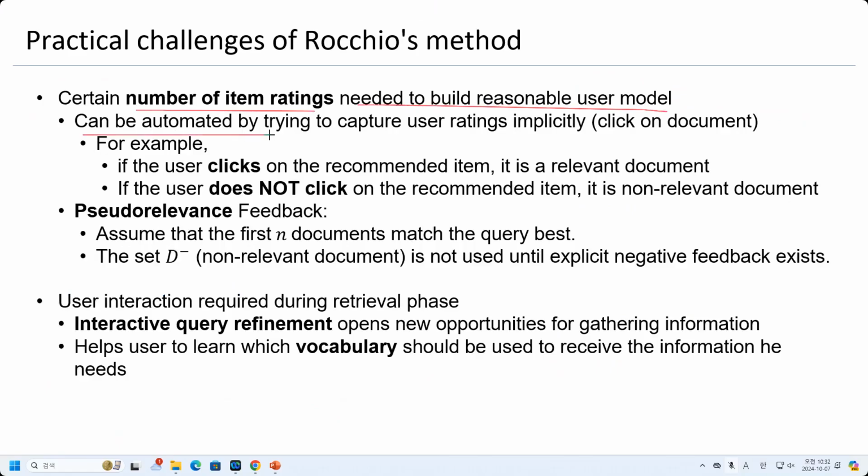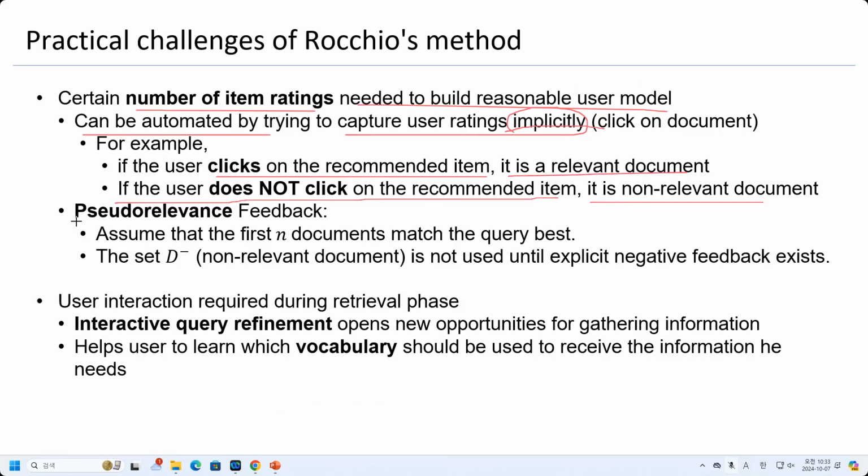Again, you can automate this by capturing the user rating implicitly. Implicit means, for example, you click a document. If you use the document, it may be that you like the document. So if the user clicks on the recommended items, then it is a relevant document. If the user does not click on the recommended item, then it is a non-relevant document. This is the way to distinguish between relevant and non-relevant.